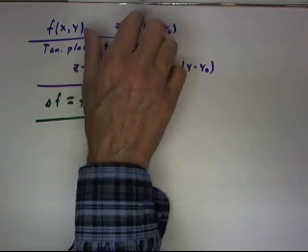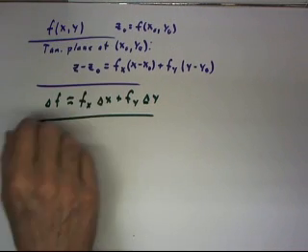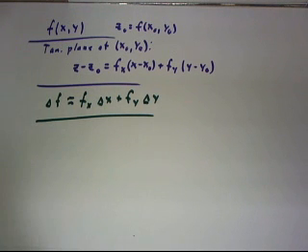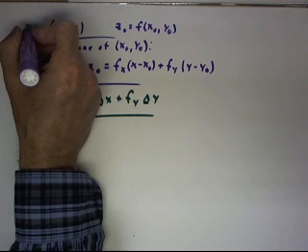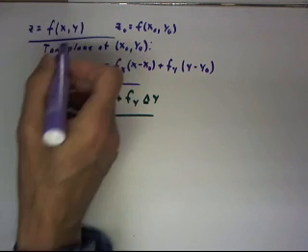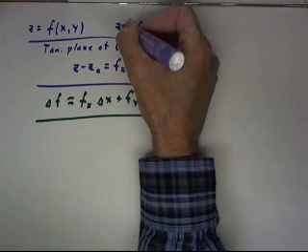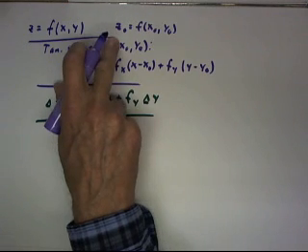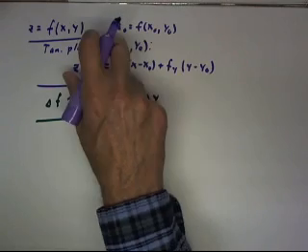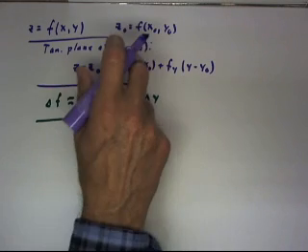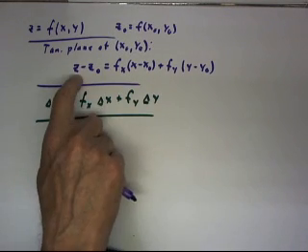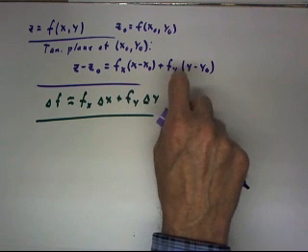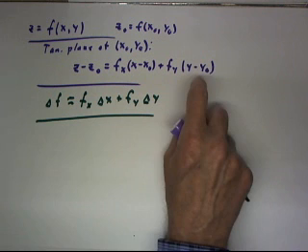Everything we've done so far pretty much boils down to the fact that if you have a function f of x, y, and let's say z equals f of x, y, then if you have a point x naught, y naught, z naught, where z naught is f of x naught, y naught, the tangent plane at x naught, y naught has the form z minus z naught equals f_x times x minus x naught plus f_y times y minus y naught.